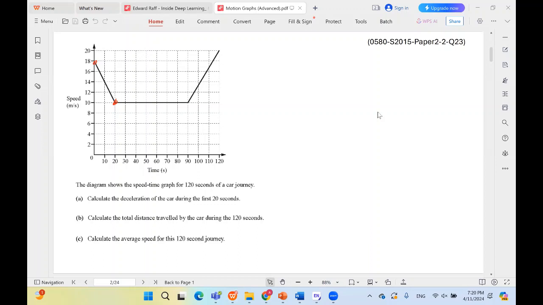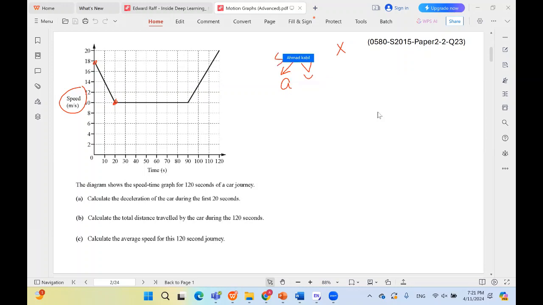Remember our model. You should have watched the basic and intermediate videos on motion graphs before attempting to watch the advanced video. So our model was acceleration, velocity, and displacement. We start where the title of the graph is. So the title of the graph is speed time graph. So this is speed. So therefore, we're going to start at V. We are required in A to get the deceleration. So deceleration is derived from acceleration. So we're moving towards acceleration like this.